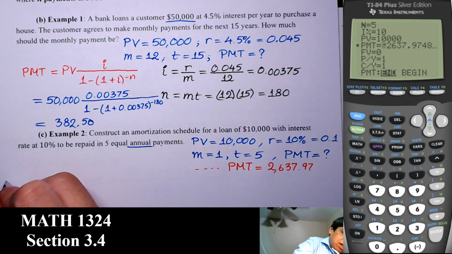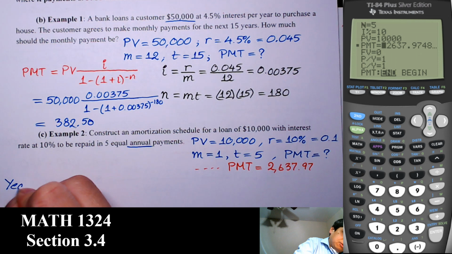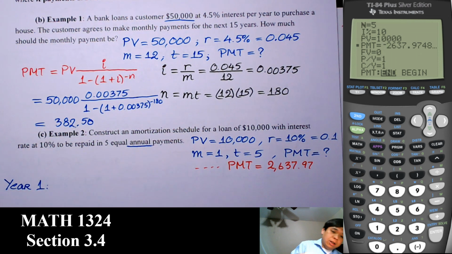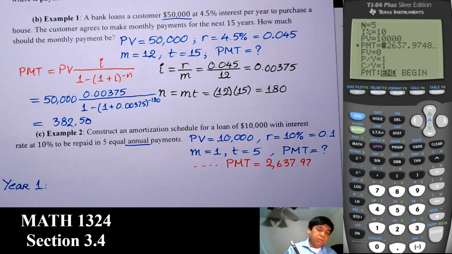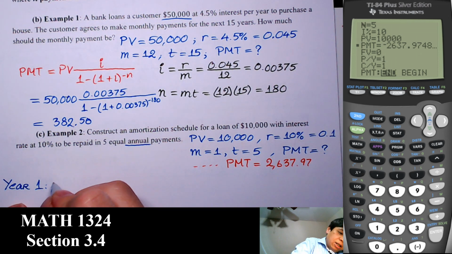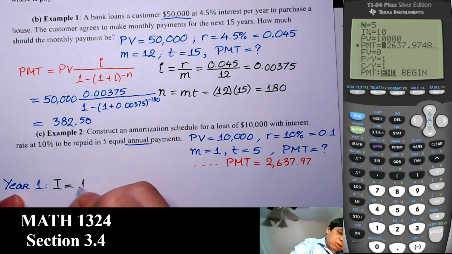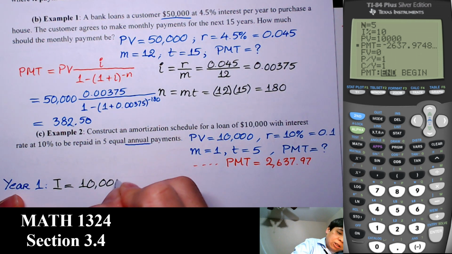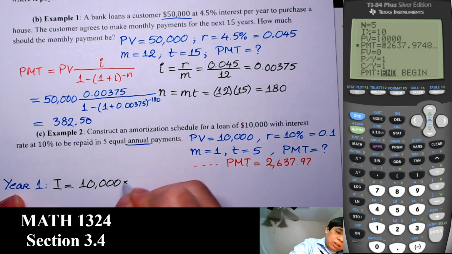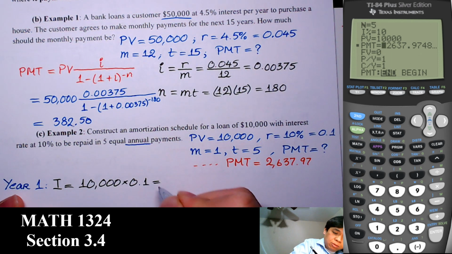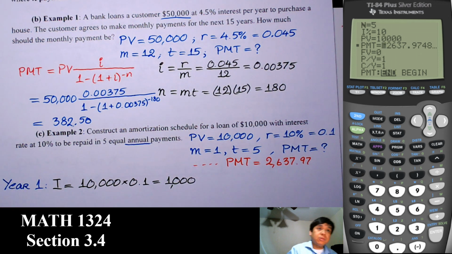So this is the end of year 1. Now we're going to make the payment for the first year for sure. But what is the interest? The interest is going to be on $10,000, the interest for 1 period. That gives us the interest of $1,000. So the interest for the first year is that much.